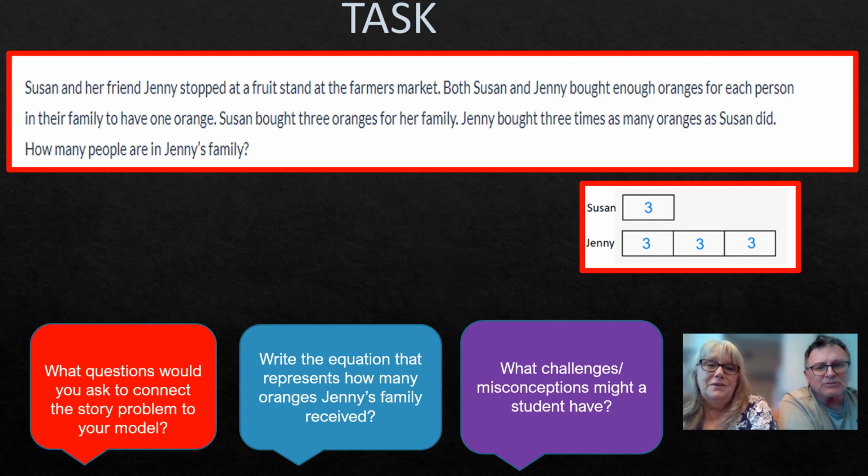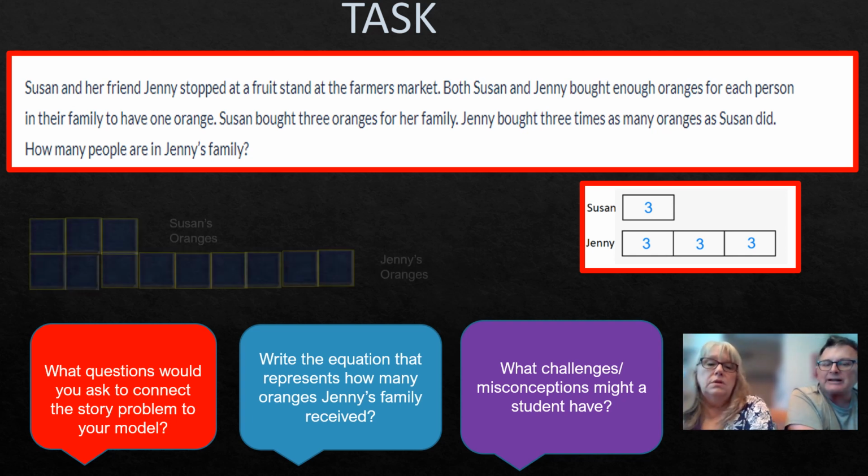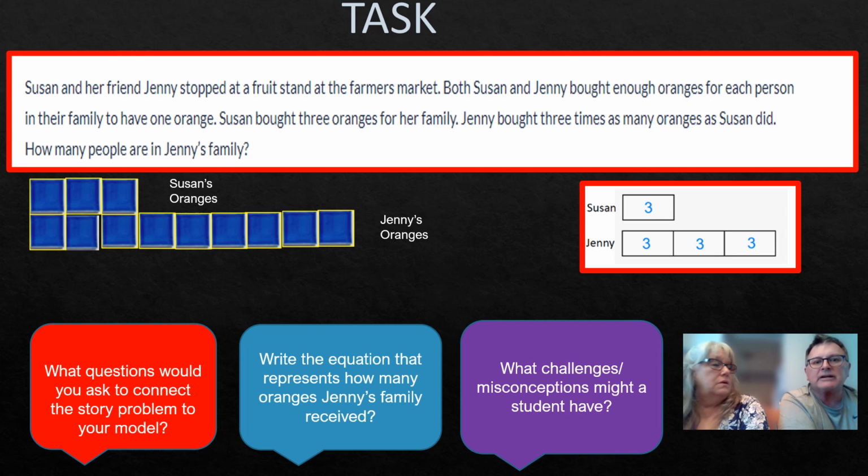It's very abstract. And so we have to think about CRA. Right. We want to take it back to the concrete. How can I make this concrete model? There you go. I used square tiles. I started that I knew that, what did I know here?